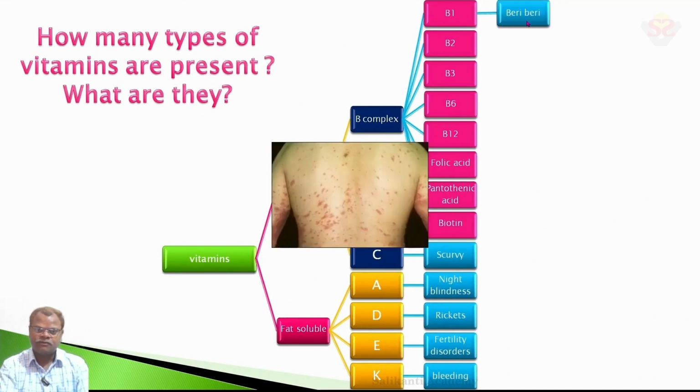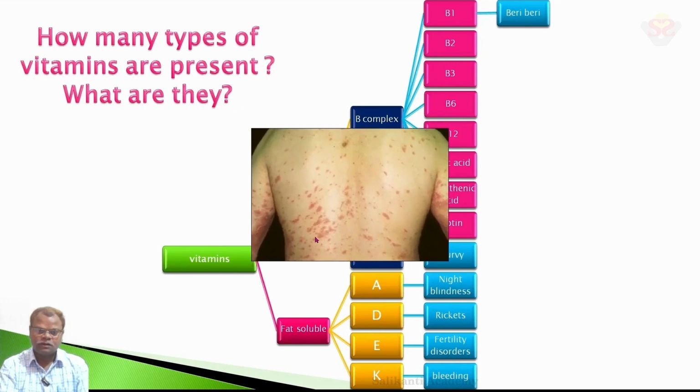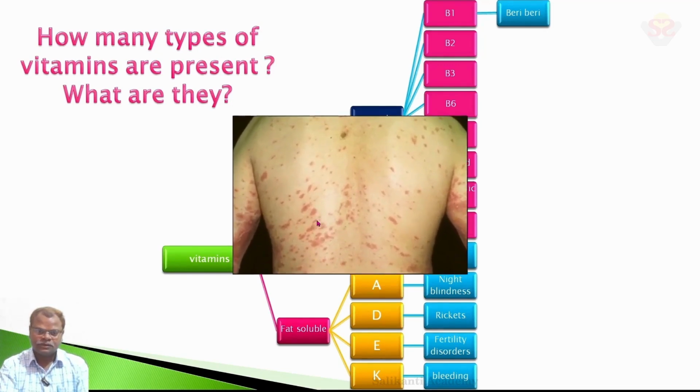The characteristic of beriberi disease is like this. They have rash-type marks on the skin. It looks like this, reddish and blackish spots on the skin.